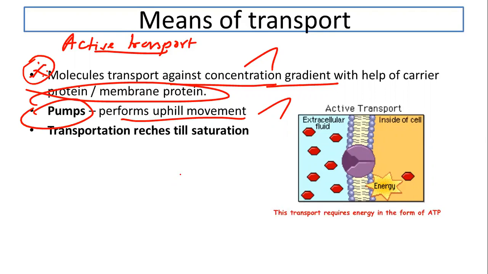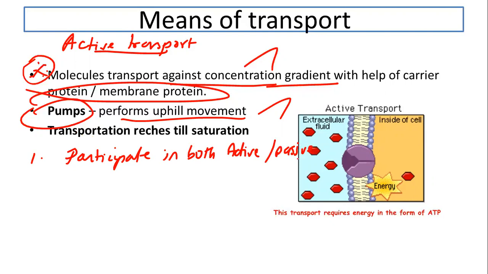Now we'll see some common carrier proteins. What is a common characteristic of carrier proteins? First, they participate in both active as well as passive transport. Second, they are very specific in transporting molecules across the membrane.